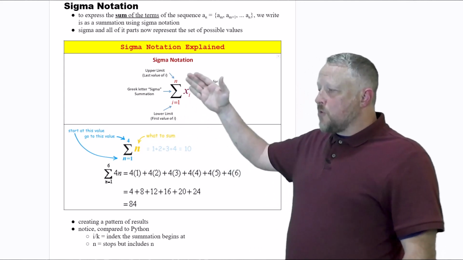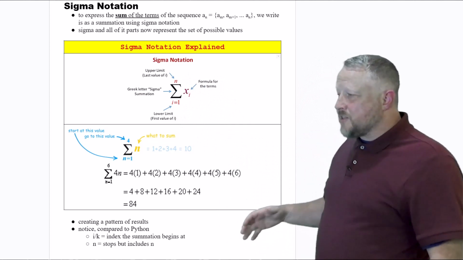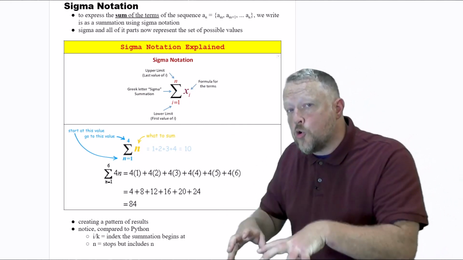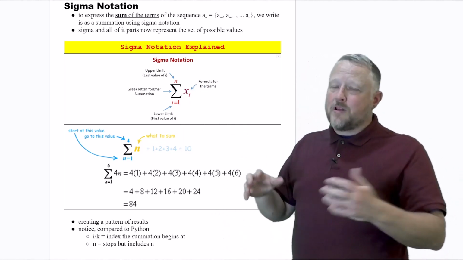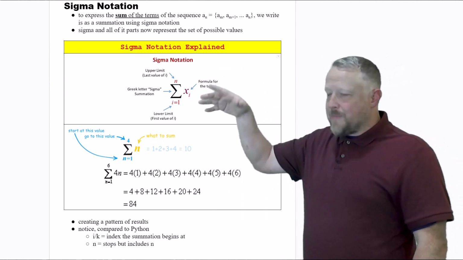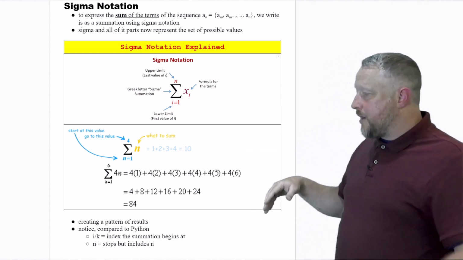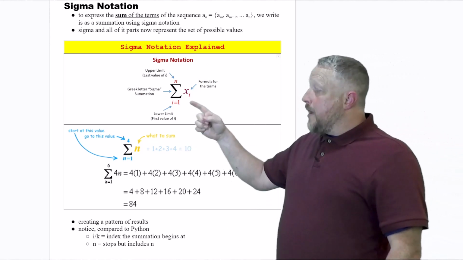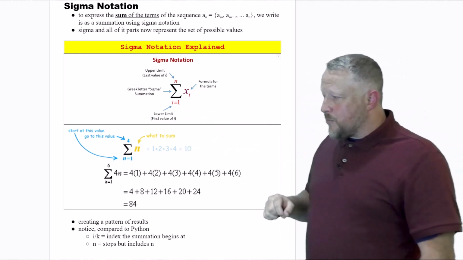But your upper limit is going to be on the very top, and it's going to tell you what to include, but stop. I bring that up only because I teach Python too, and for some reason in Python, you stop at that location before it. Ugh, but anyway, I hate Python. But anyway, here is our equation like I said before.